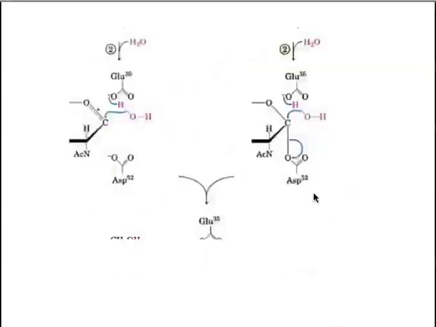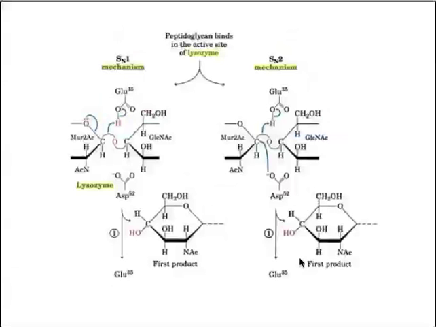So in that case, if you delete the aspartic acid, you're never going to form your covalent intermediate, because that is the molecule that's driving the formation of that intermediate state.